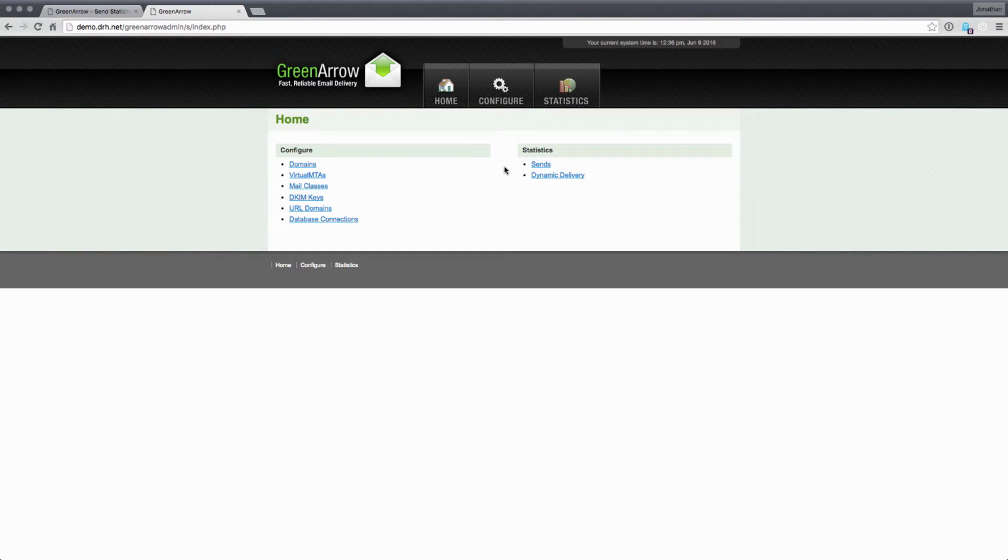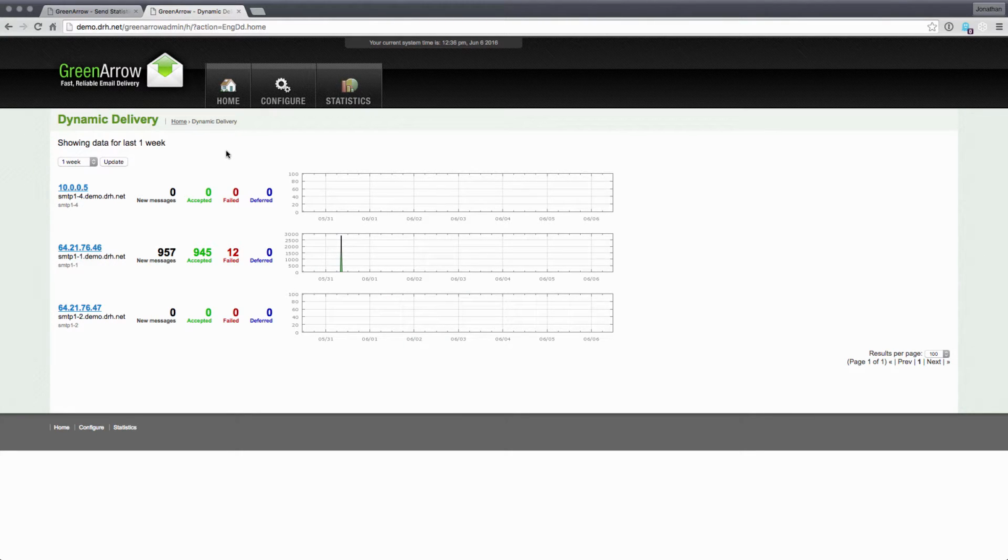The next statistics we have are the dynamic delivery stats. These statistics show what the ISPs are seeing coming from your IP addresses. So, looking at this one IP address, we can see that the recipient ISPs saw 957 new messages, 945 of those were accepted and 12 failed. These are obviously example statistics, so they're not particularly interesting.